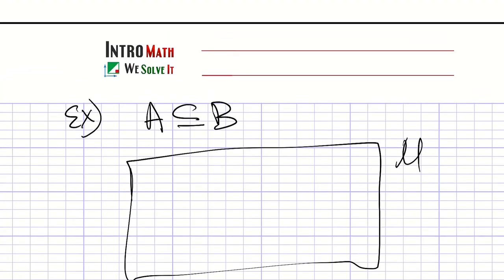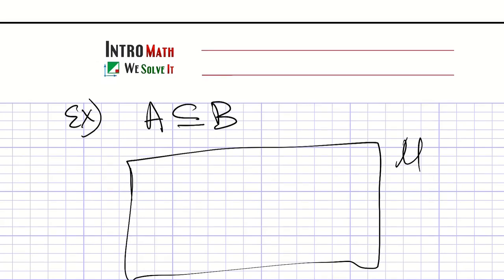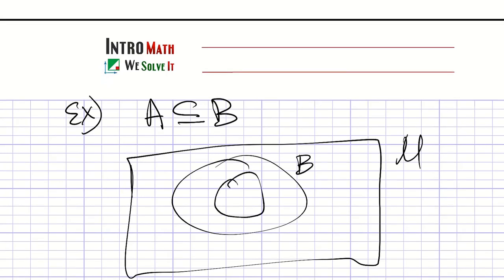We'll have, he says, A is a subset of B. That's the universal set there. Then you say, since A is inside of B, you draw B like this. This is B, right? And then A is inside. You put A inside. This is A. That's how that goes, right?